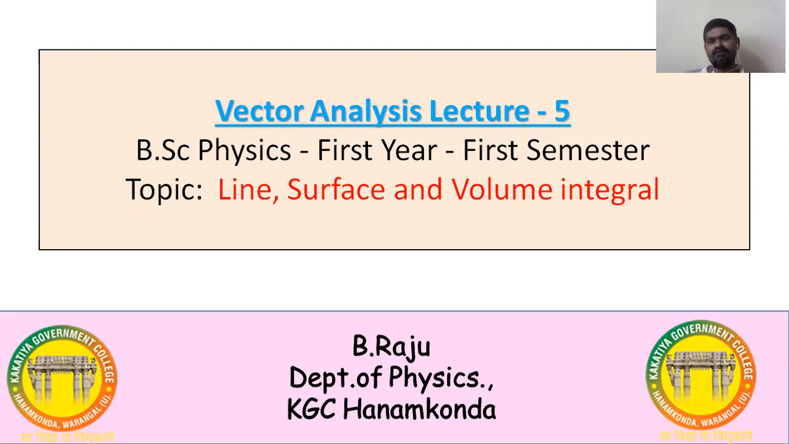So far we have learned the gradient of a scalar field, divergence of a vector field, curl of a vector field. In all these three concepts, operator del is involved. If we take the del operator and operate on a scalar field, we get a vector field as the gradient. If we take the del operator and operate on a vector field using the dot product, we get divergence. If we take the del operator and operate on a vector field with the cross product, we get a curl.